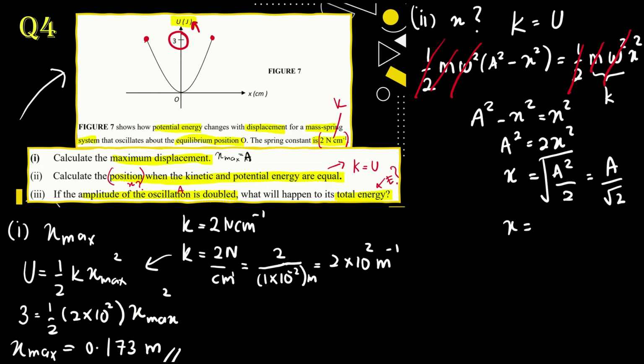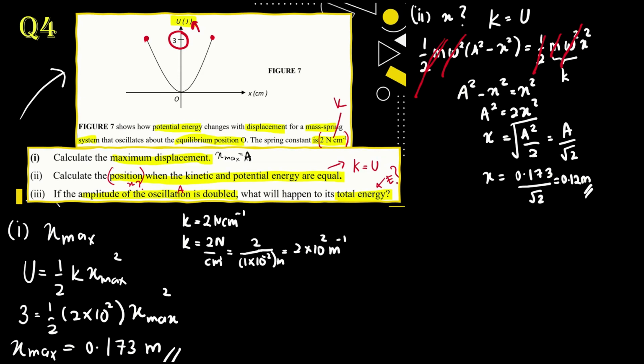We have got a from the first question, so it is 0.173 over square root 2. So you'll get your x is equal to 0.12 meter. Okay, next for question number 3.